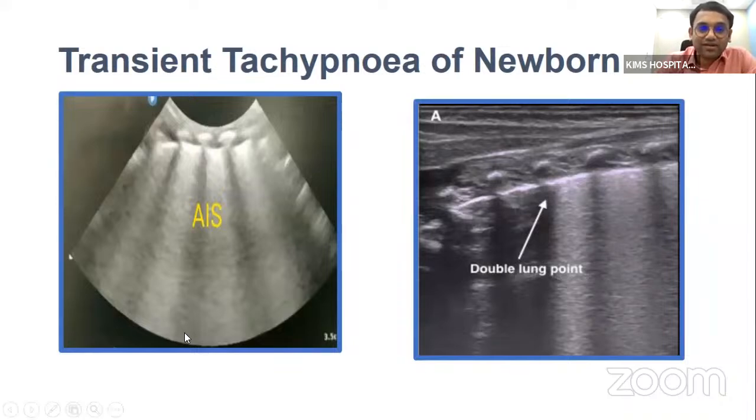So here we can see alveolar-interstitial syndrome, the pleura is normal, and there is no subpleural consolidation. The rest of the lung parenchyma does not have any consolidations or atelectasis. And we can see this double lung point, with a clear-cut point where the normal lung is separated from the fluid-filled lung, and lung sliding is present in both areas. This is one of the specific signs for transient tachypnea of the newborn. When the double lung point is present, it usually suggests transient tachypnea. However, the absence of a double lung point doesn't mean the baby doesn't have transient tachypnea.